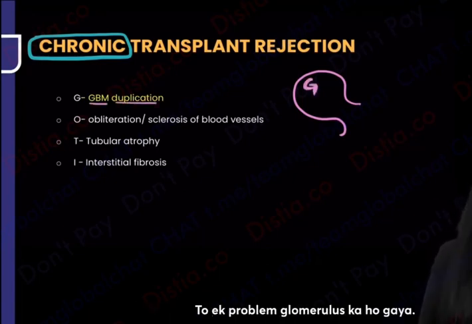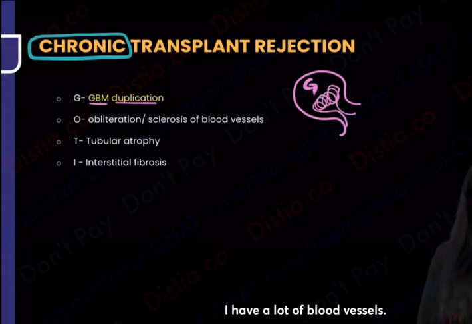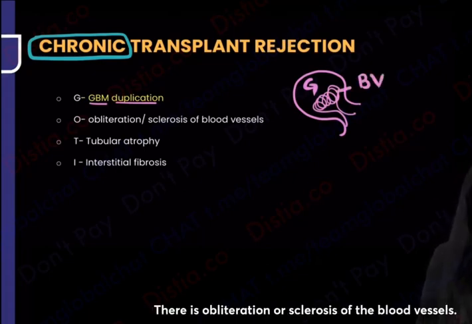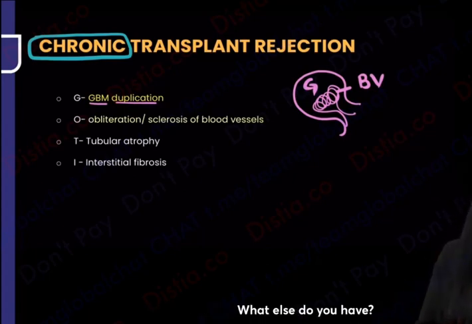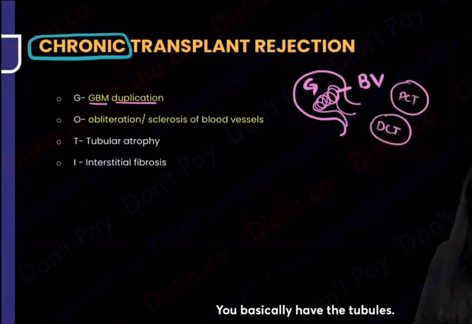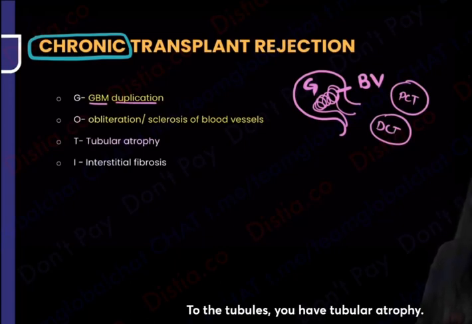So one problem is of the glomerulus. Other than the glomerulus, in the glomerulus you will say I have a lot of capillaries, a lot of blood vessels. So what happens in the blood vessels? That is the next part. There is obliteration or sclerosis of the blood vessels. So blood vessel is also affected. What else do you have? Then you have PCT, DCT. You basically have the tubules. What is happening to the tubules? That is going to be tubular atrophy. To the tubules, you have tubular atrophy.